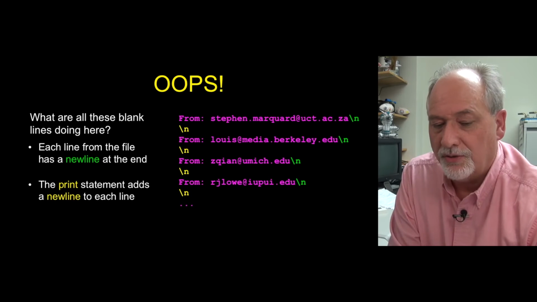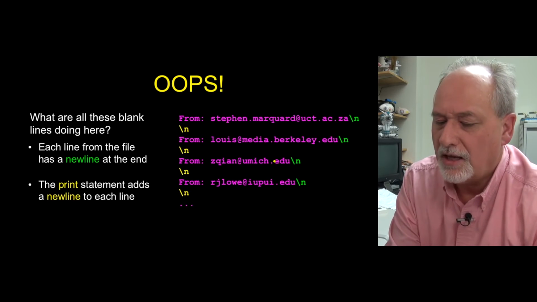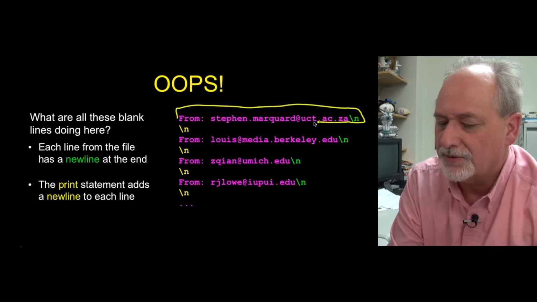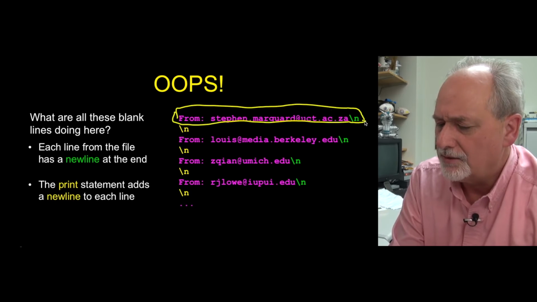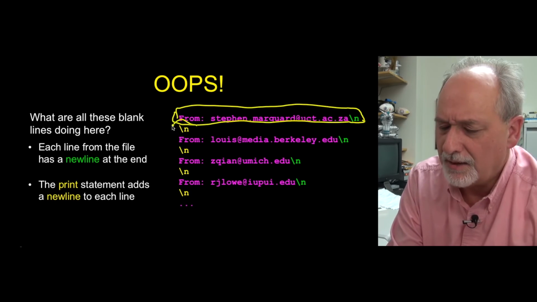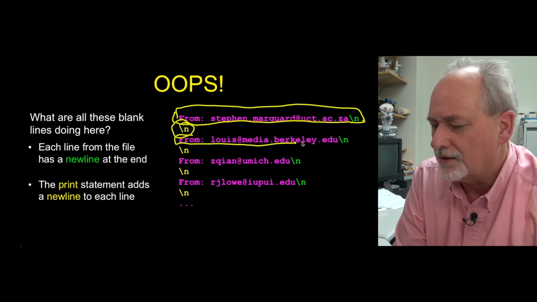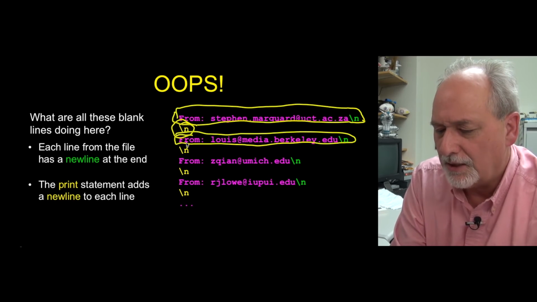When you read, it reads that first line up to and including the new line and gives you that back as the variable. So that is the first new line, which means it's going to go down. And then the print statement adds another new line. So the line of the file has a new line at the end of it, and the print statement adds another new line.